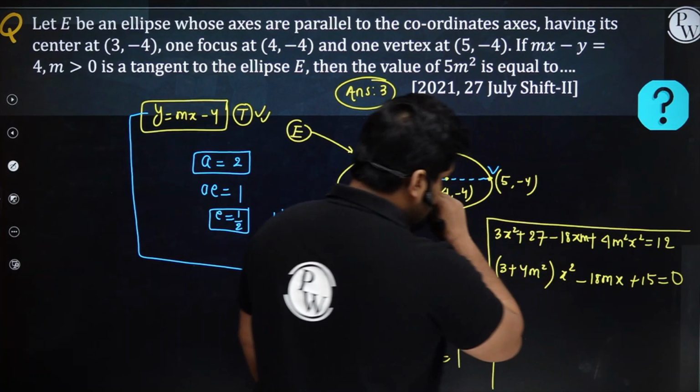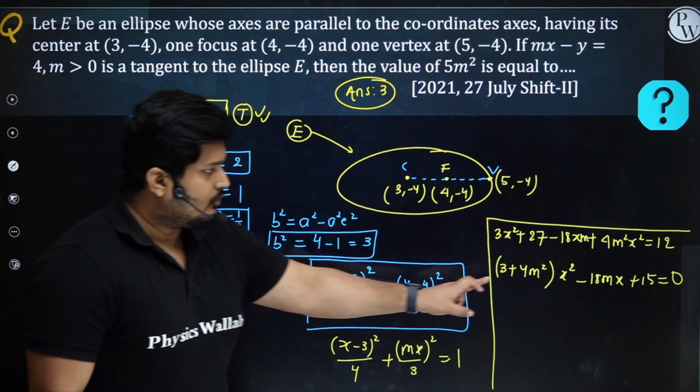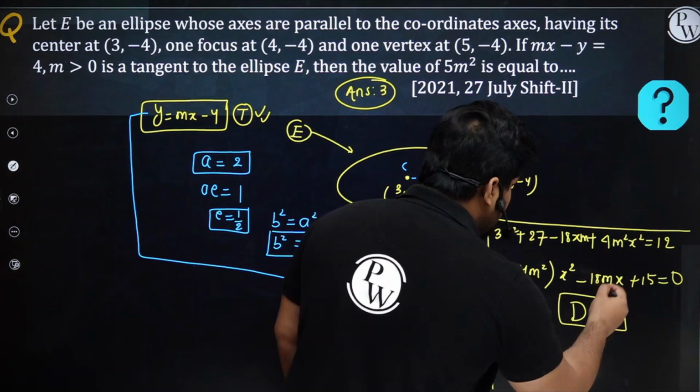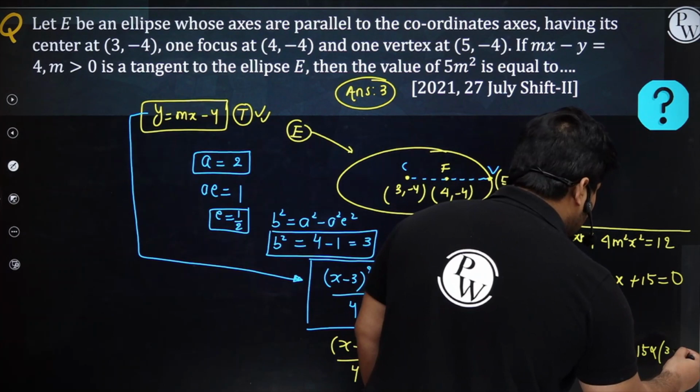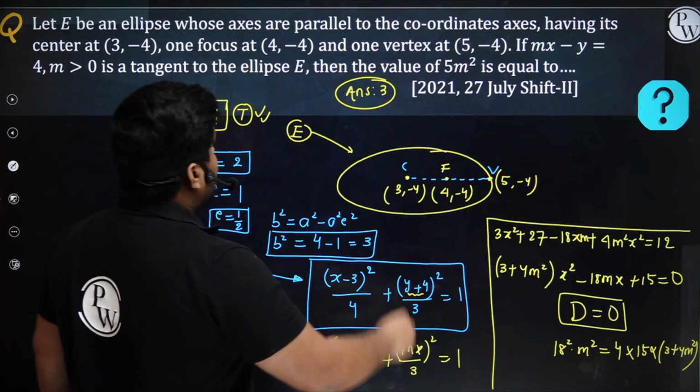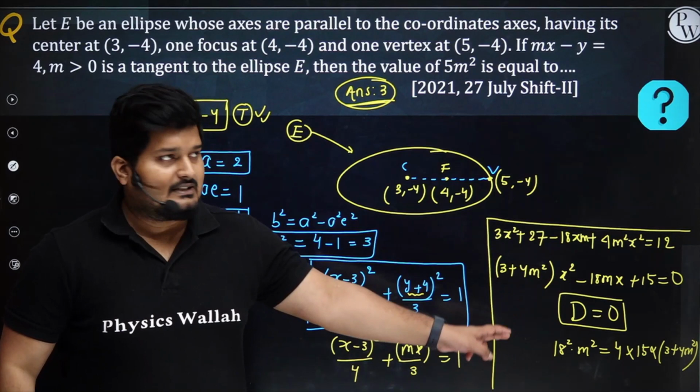This is the quadratic. After solving this tangent with this ellipse, we got a quadratic, and now we'll put discriminant equal to 0. So b square, so 18 square into m square is equal to 4ac. So 4 into 15 and 3 plus 4m square. If you simplify it, you'll get 5m square equal to 3. The rest calculation is up to you. Clear? I hope the funda is clear, guys. Very, very simple problem.